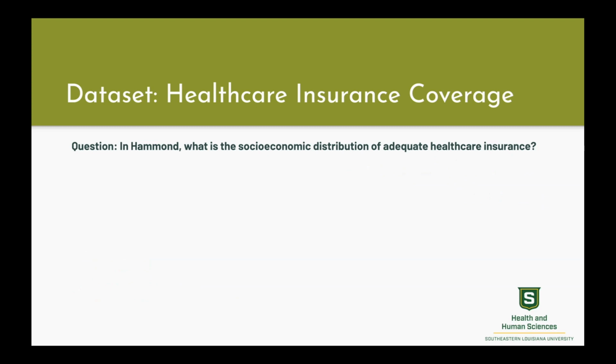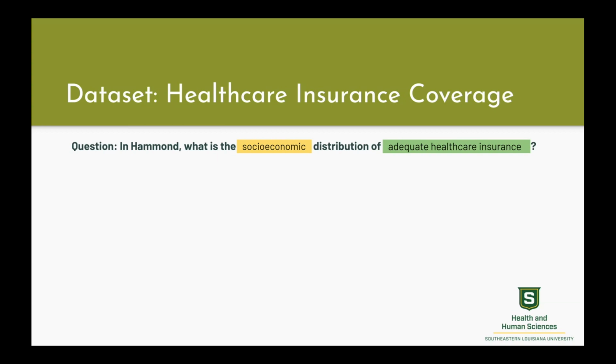So that is the question. In order to have this data set help in answering this question, we have to be collecting the relevant variables for that, because if we collect irrelevant variables, it's not going to help us in answering the question. So we have to decide what variables are relevant to this question. We're going to start by deciding on the variables that are related to socioeconomic factors, and then the variables that are related to adequate healthcare insurance.